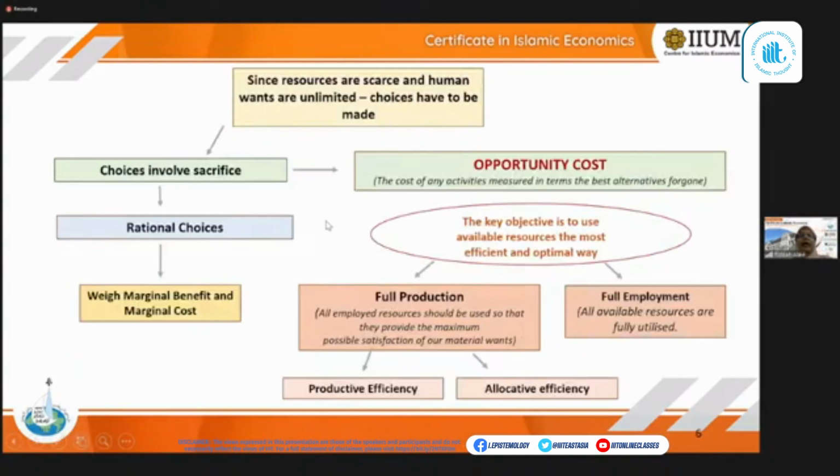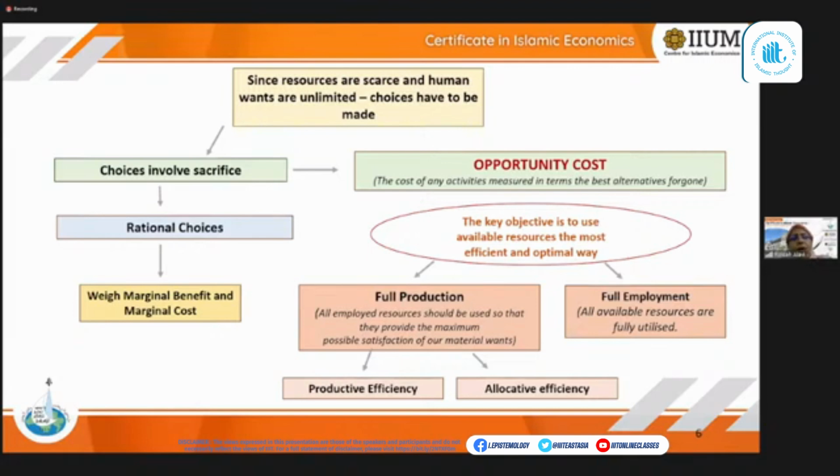Now, given that resources are scarce and human wants are unlimited, every time we have to make choices. Even time, we only have 24 hours. You have to make choices, whether you want to sleep or you want to study, or you want to pray or you want to watch a movie. You want to go to the mosque or you want to pray at home. These are choices we all the time have to make, because we have limited time. So when we are making choices, we have to make sacrifice. When I get this, I have to forgo this. I cannot get everything in life. So that's what we mean by choices and sacrifice.